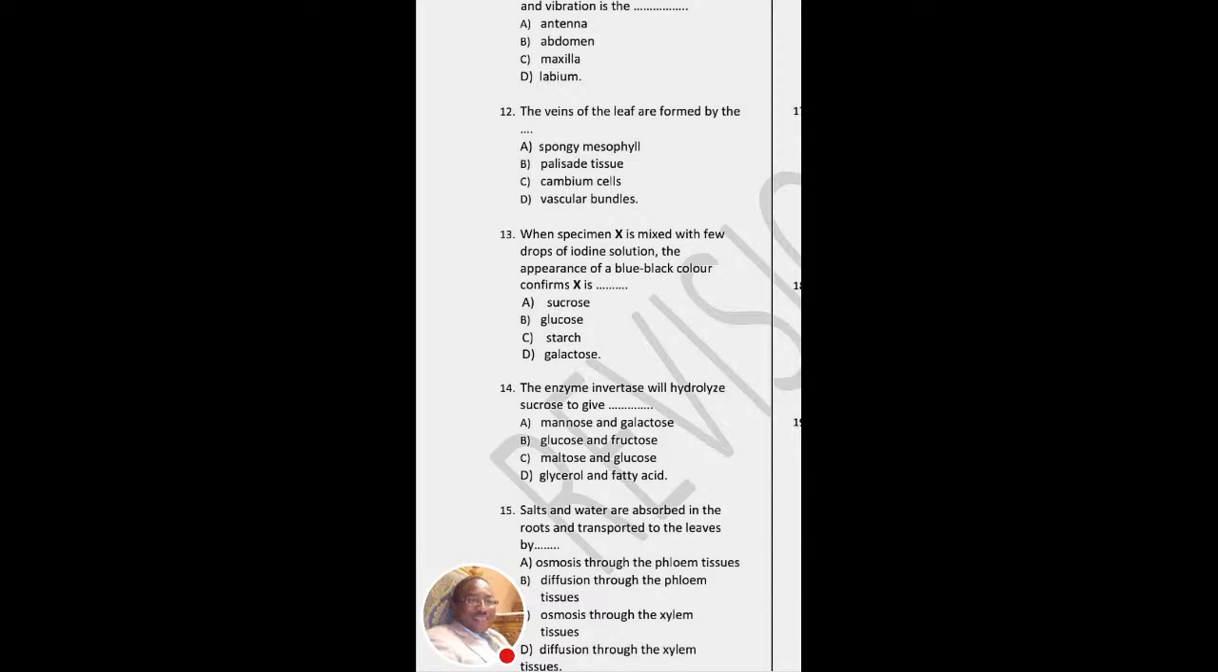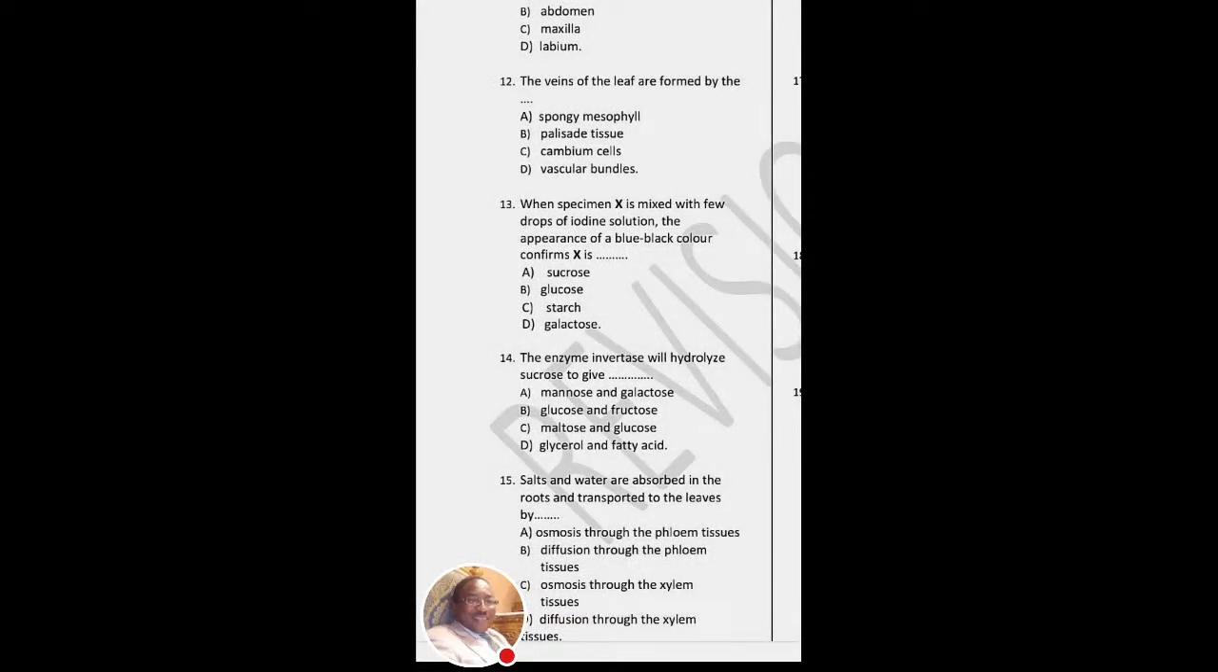Number 15. Salt and water are absorbed in the root and transported to the leaves by: A. Osmosis through the phloem tissue. B. Diffusion through the phloem tissue. C. Osmosis through the xylem tissue. D. Diffusion through the xylem tissue. Please be informed that phloem has nothing to do with salt and water. So the options containing phloem will be off the list.